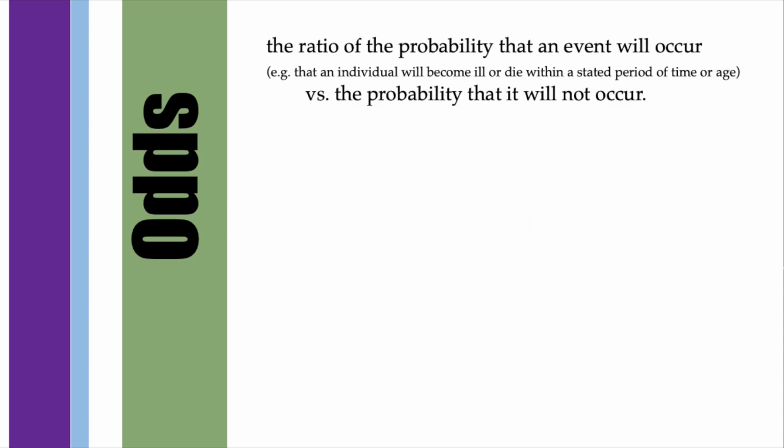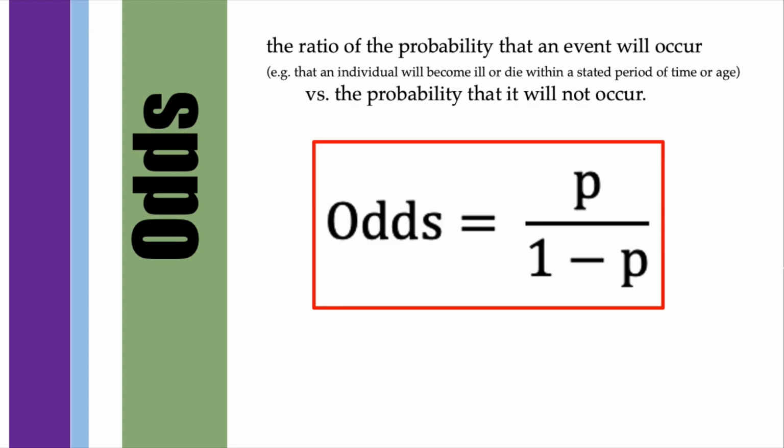Odds is defined as the ratio of the probability that an event will occur. It may be that an individual will become ill or die within a specific period of time or age, versus the probability that it will not occur. We may represent odds as P, the probability of success, or the probability that the event will occur, all over 1 minus that probability. If, let's say, the probability that this event will happen is 0.4, then the probability that it will not happen is 0.6. That's why the numerator is P, and whatever is 1 minus P, that's the denominator.